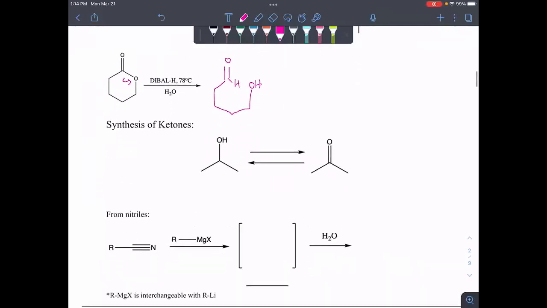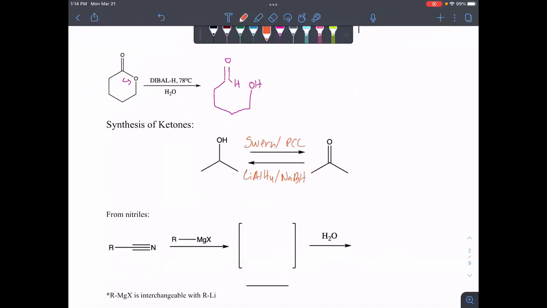Okay, and then to turn secondary alcohols into ketones, it's the exact same thing as aldehydes. So to oxidize it, you use Swern and PCC. And then to reduce it, you use the same two reagents.